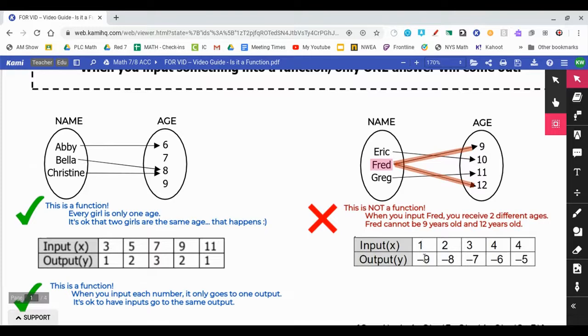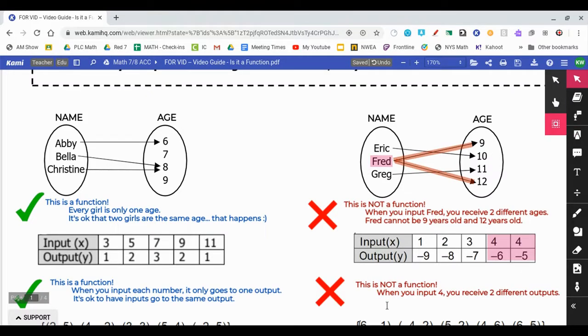That's okay, it's still a function, kind of like how 2 students can go to the same class. In this next example, 1 goes to -9, 2 goes to -8, 3 goes to -7, 4 goes to -6, 4 goes to -5. Take a look at those 4s. This is not a function because the input 4 is asked to go to 2 different outputs. It's kind of like asking a student to go to 2 different classes at the same time.